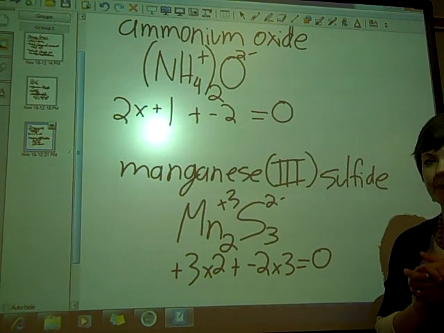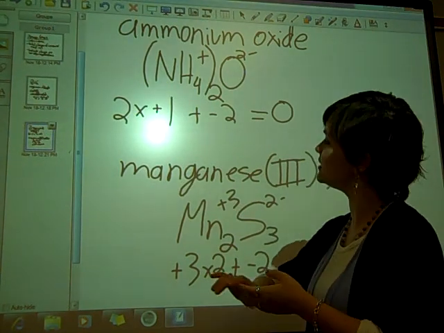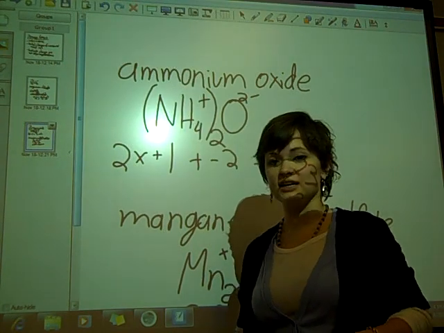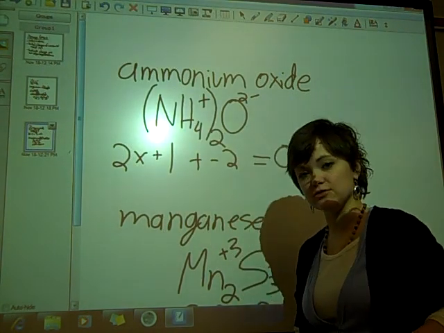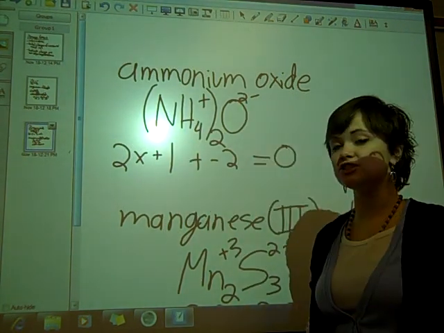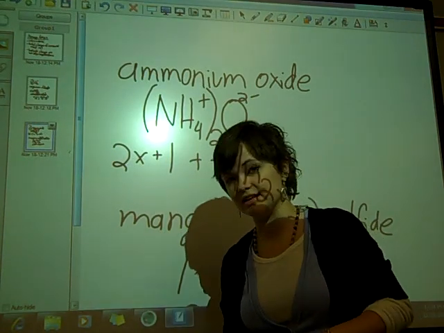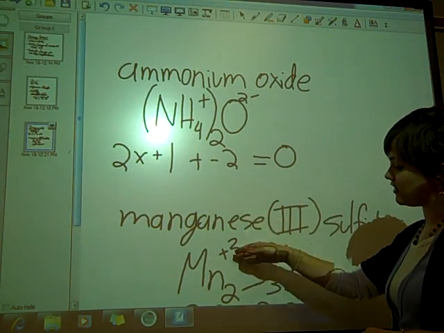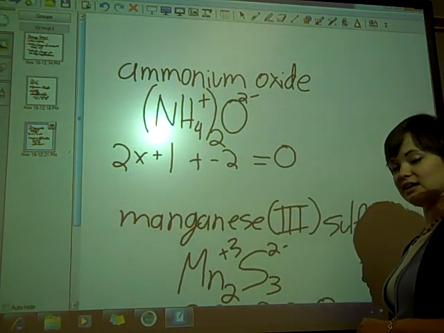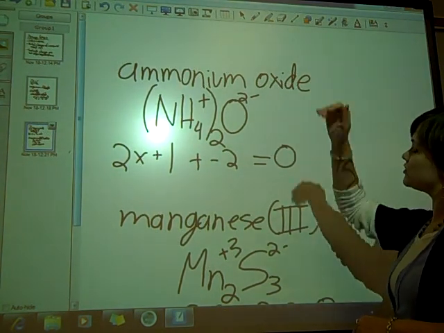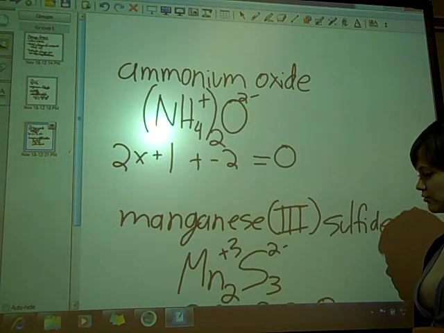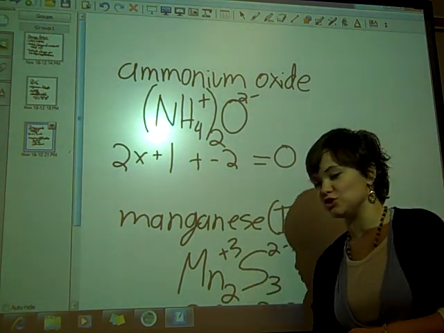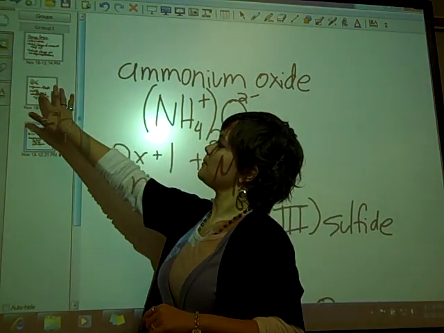So in summary, things to keep in mind when you're naming ionic compounds. First, name your cation. Always name your cation first. If there is no charge indicated, there must only be one that it can be. If you have a charge indicated in parentheses, that's the charge that your ion is taking. After that, name or write the symbol for your anion. Use subscripts to balance your charges.